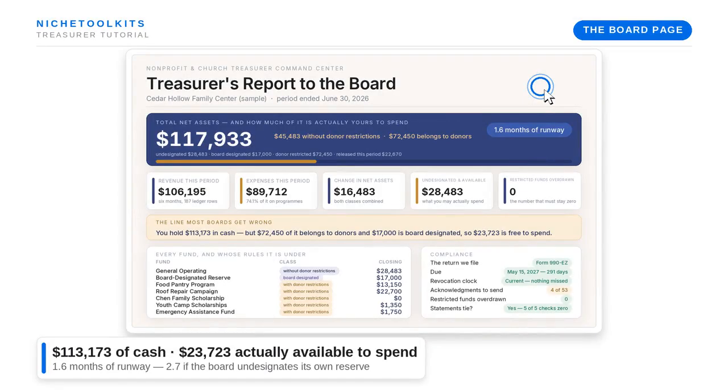Cedar Hollow holds $113,173 of cash. Take out the $72,450 that belongs to donors, and the $17,000 the board earmarked for itself, and what is actually available for general expenditure is $23,723, 1.6 months of runway, or 2.7 if the board undesignates its own reserve. That subtraction is the liquidity disclosure the accounting standard added, and it prints on a single page you can hand across the table.